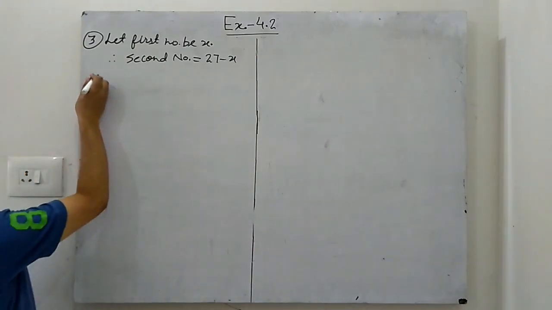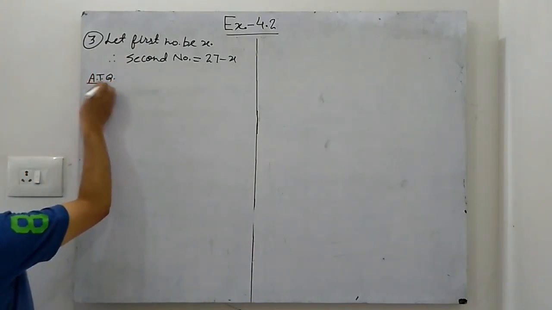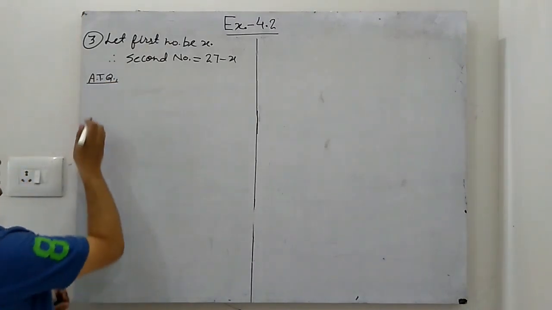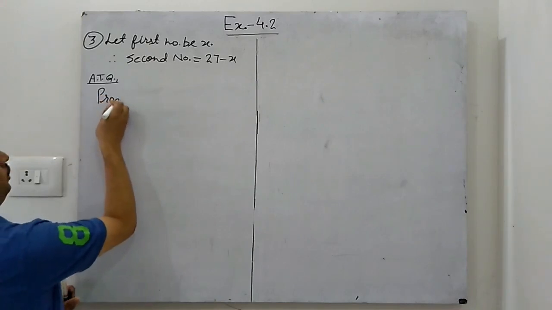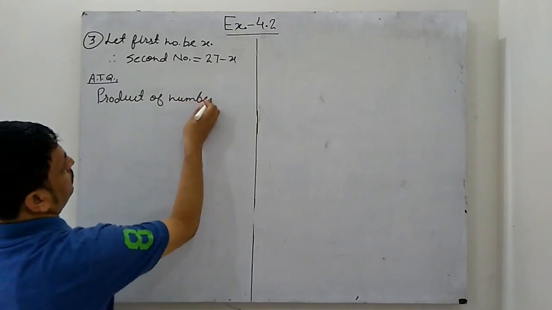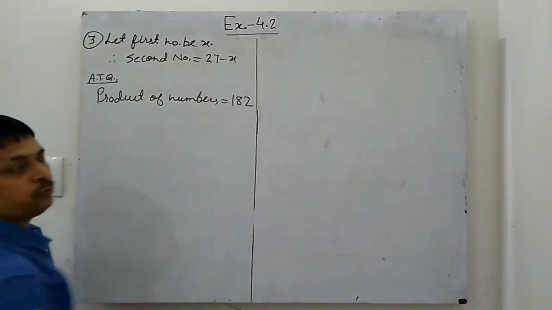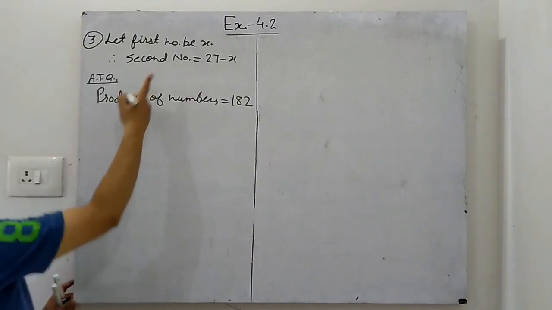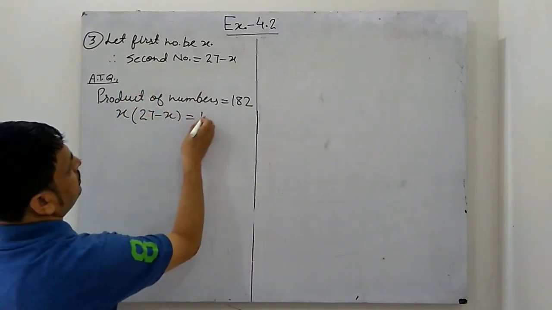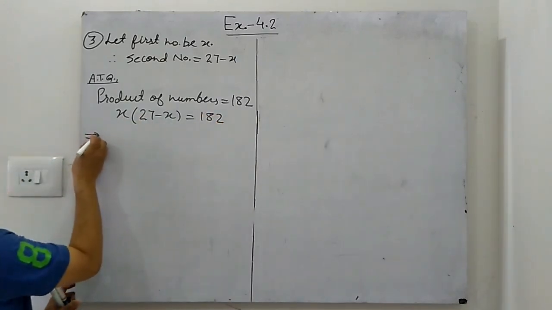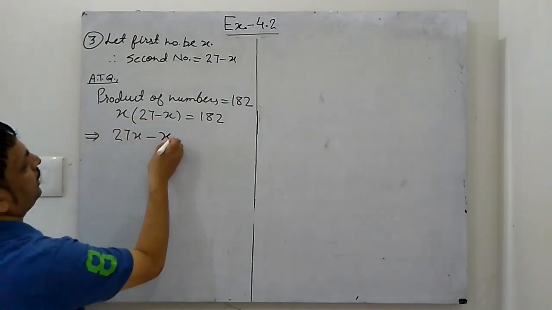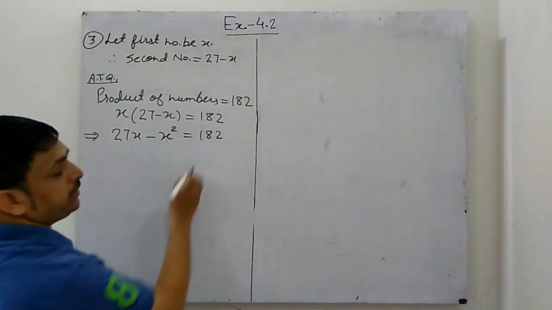Now according to the question, we have been given that the product of the numbers is 182. So the product, that means the first number x multiplied by 27 minus x, is 182. We can find x multiplied by 27. So 27x, and x multiplied by x will be x square, equals 182.